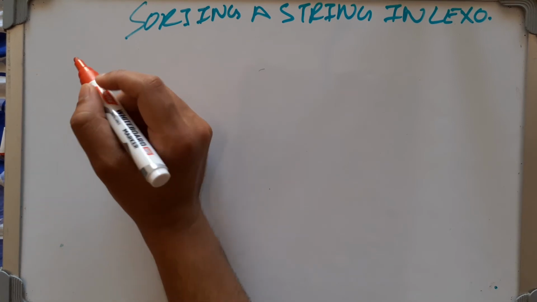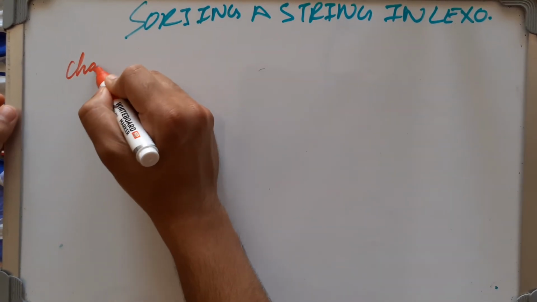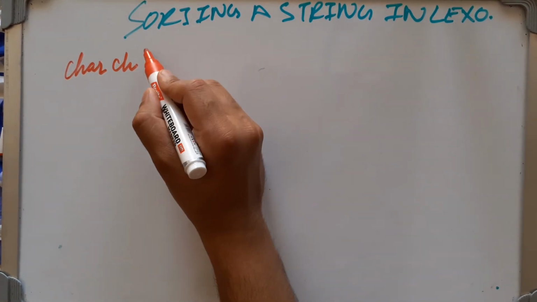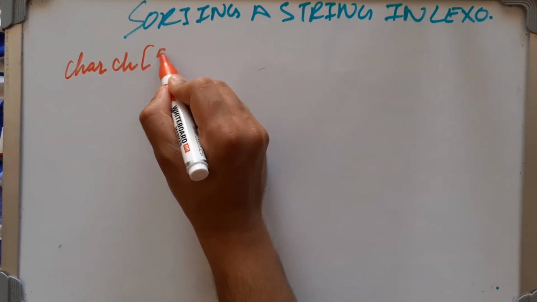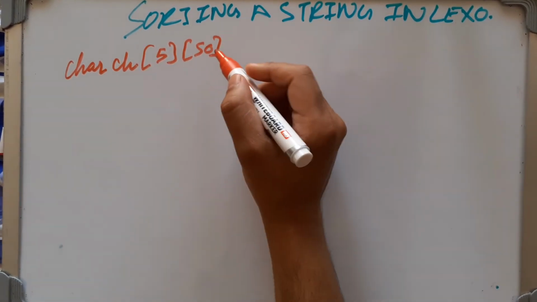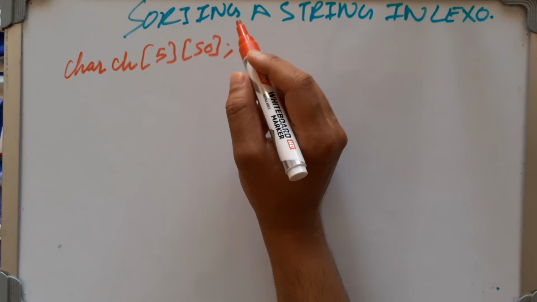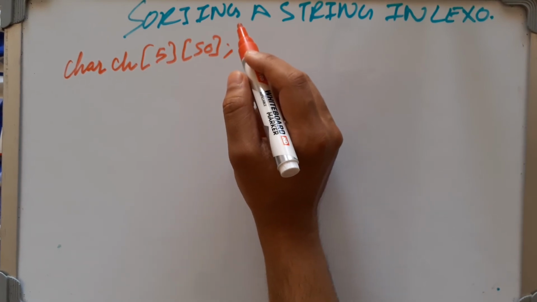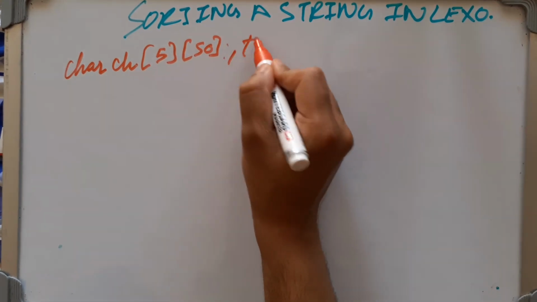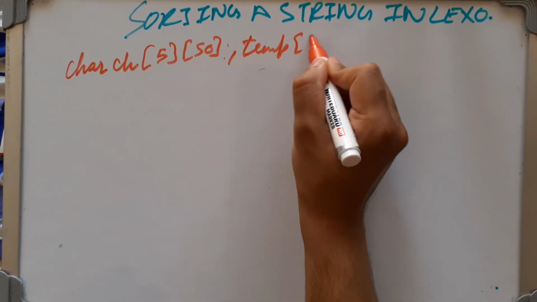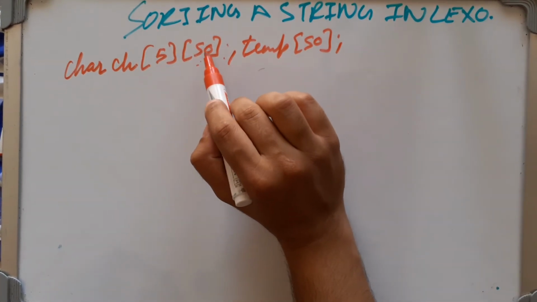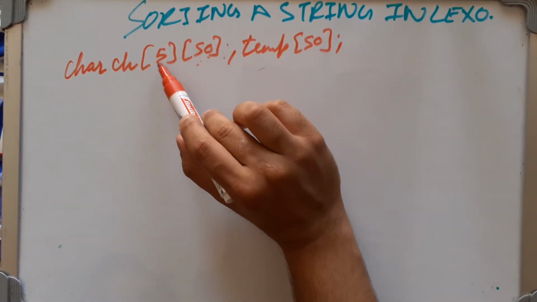You are having a string like char ch, and you are having 5 and 50. Okay, take 5 and 50, and this you have to store and sort. And you can take another string also which is temp, which is of 50 words, because in each line you are storing 50 alphabets, and 5 are the lines.